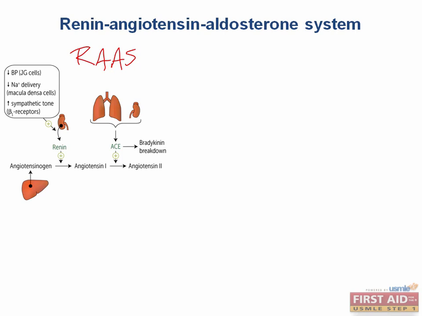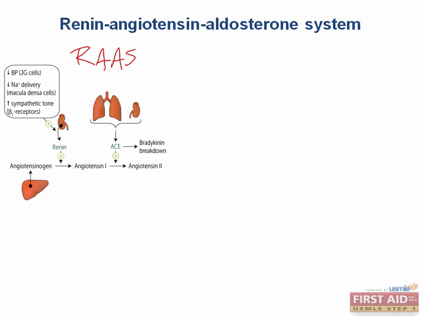A decrease in blood pressure, reduced delivery of sodium to the macula densa cells in the distal tubule, or an increased sympathetic tone. These will all lead to the release of renin from the juxtaglomerular cells. And where again are these JG cells located? Well, these are modified smooth muscle cells that are found in the afferent arteriole. All three of these changes will occur in a state of low blood pressure, such as blood loss or severe diarrhea. Now, renin is an enzyme which converts angiotensinogen produced by the liver into angiotensin 1.